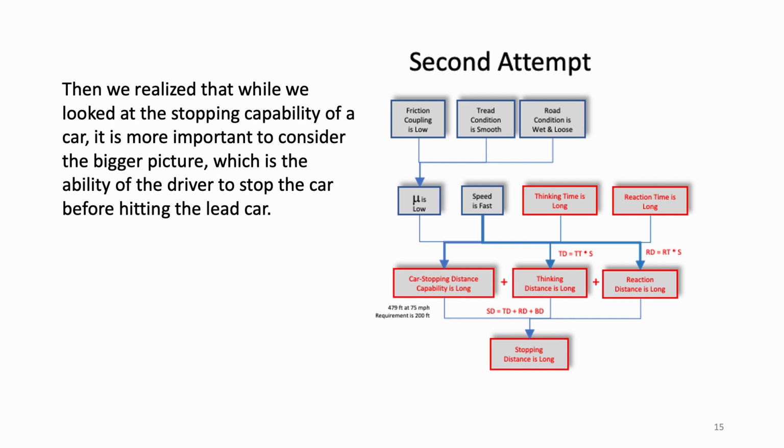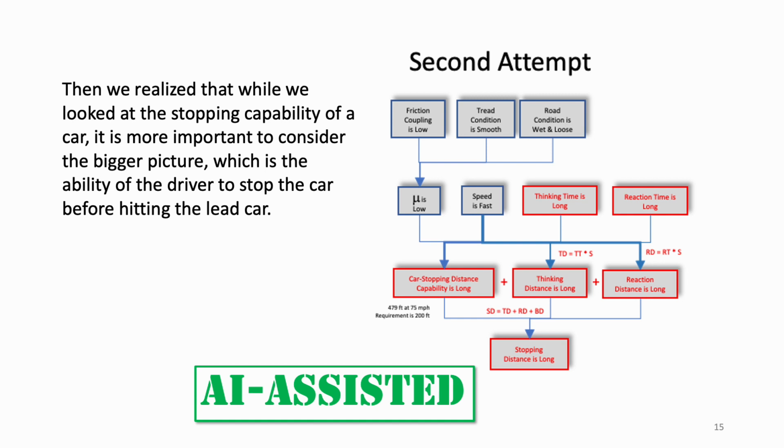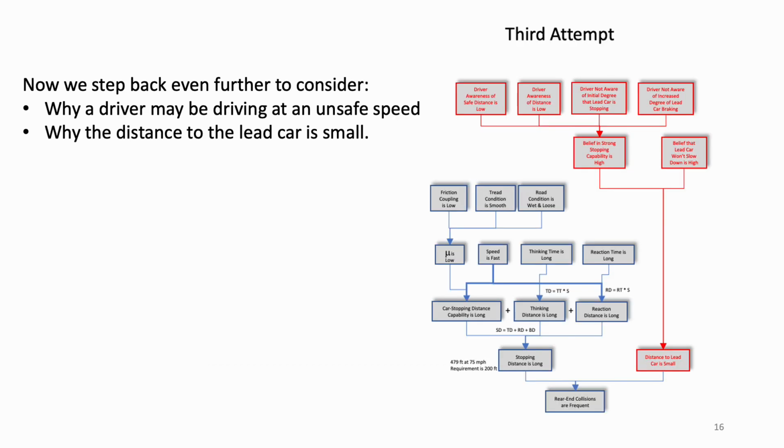There's where we looked at before, coefficient of friction and so on. But now we're going to go into thinking time and reaction time, which could be labeled differently. But again, using AI tools, you can get a good head start and have it make sense to you. Now we step back even further to consider why a driver may be driving at an unsafe speed and why the distance to the lead car is small.